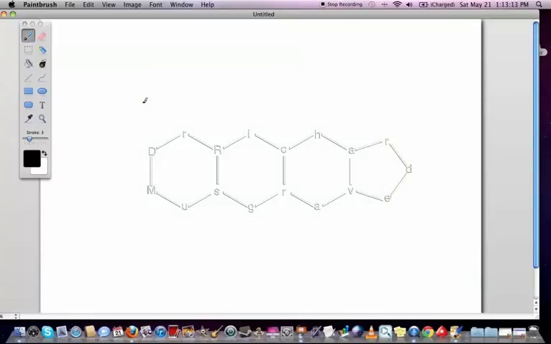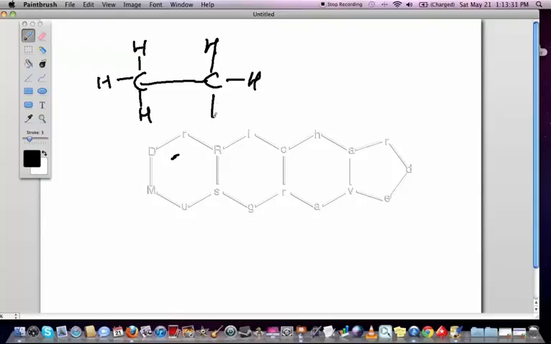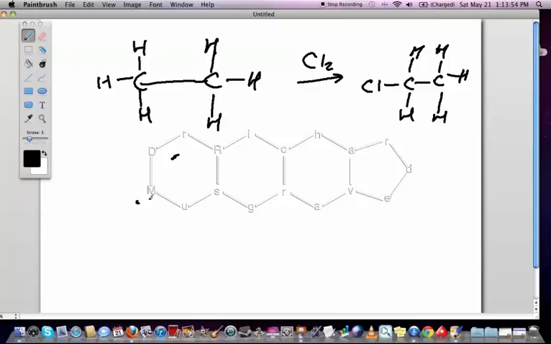Alright, so if we look at a molecule such as this one, this is just ethane. And what I want you to understand is that every single one of these hydrogens is the same. So when we react it with Cl2, the only product we get would be this one, where the Cl replaces one of the hydrogens. As line structures, it will look like this.